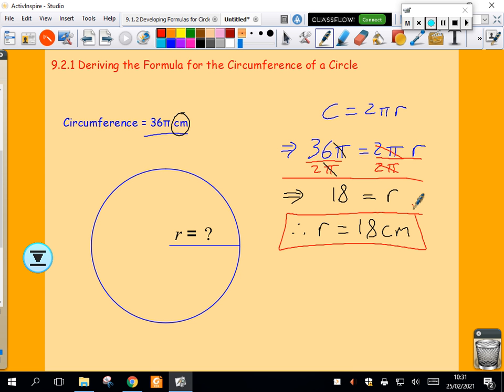So that's the formula for the circumference of a circle. It is based on the definition of pi. Okay, we're in section 9.2. So practice.